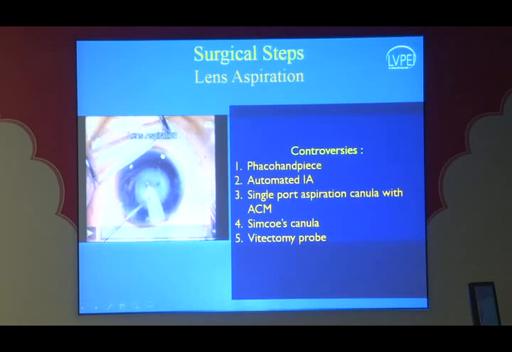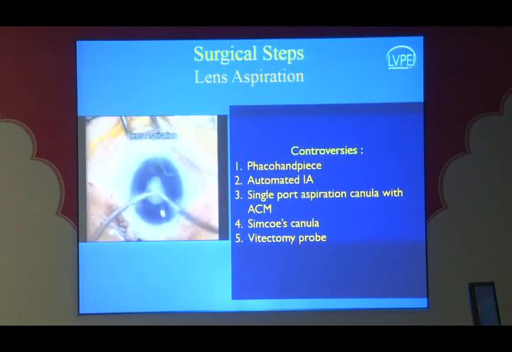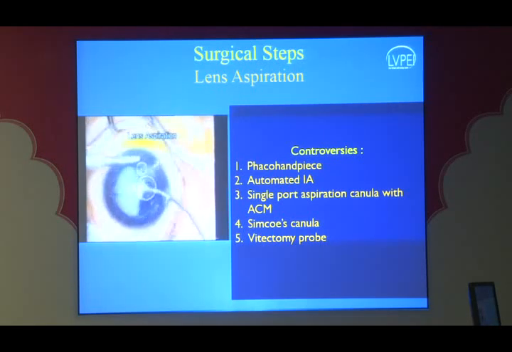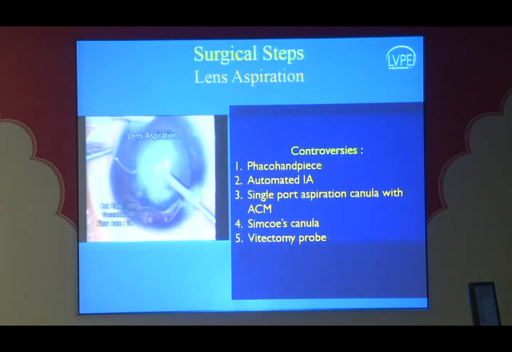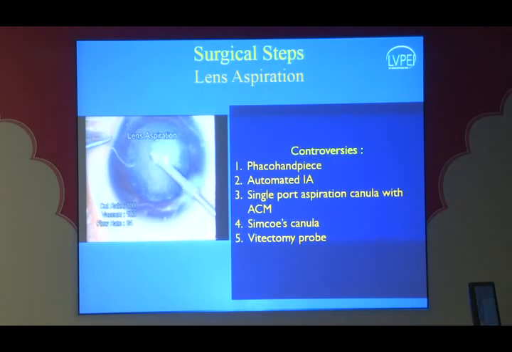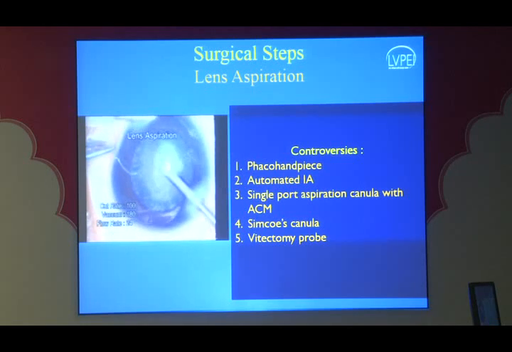Again, there are varieties of approach. If you are a SICS surgeon, if you are a very expert phaco surgeon, there are varieties of ways, like one can use a phaco handpiece, automated irrigation aspiration, single port cannula, as you can appreciate in this video. You can use Simcoe cannulas, as well as the vitrectomy probes. Some vitrectomy probes do have both functions, cutting as well as suction, so you can use them simultaneously for both the steps.